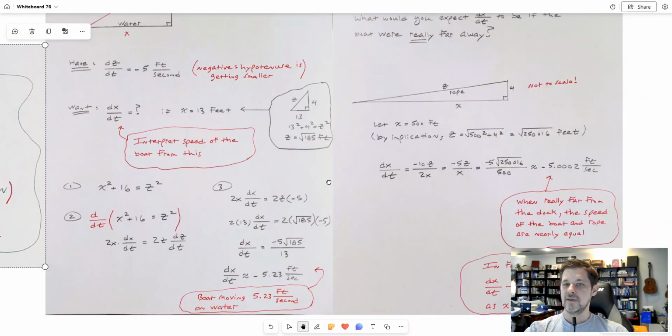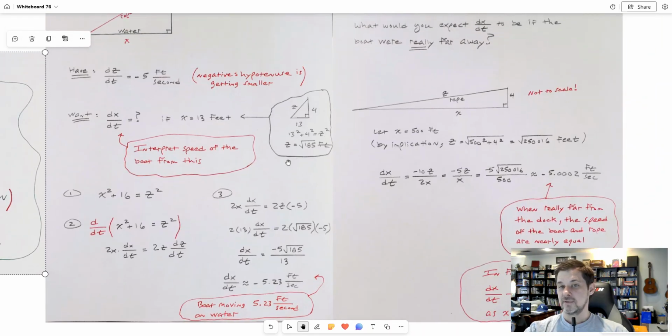But I can do that. For example, I interpreted from the beginning that dz over dt is -5, so I can put that in.